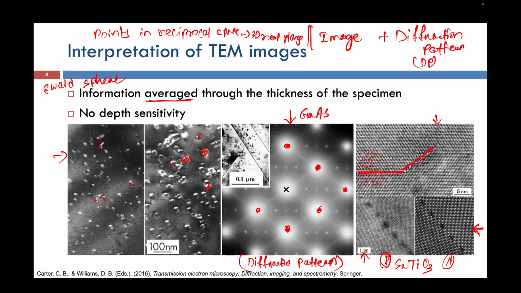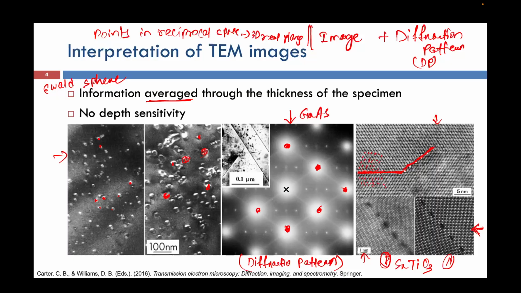Electrons are a highly energetic beam, and when a highly energetic beam comes and interacts with your material, there is a high chance of beam damage also. So whether this is a pit kind of structure, or it belongs to your material, or it is a second phase in a matrix, we are not sure. That is why the interpretation of a TEM image is not as simple as the interpretation of other microscopic techniques or other optical techniques. So that is why no depth sensitivity is there.